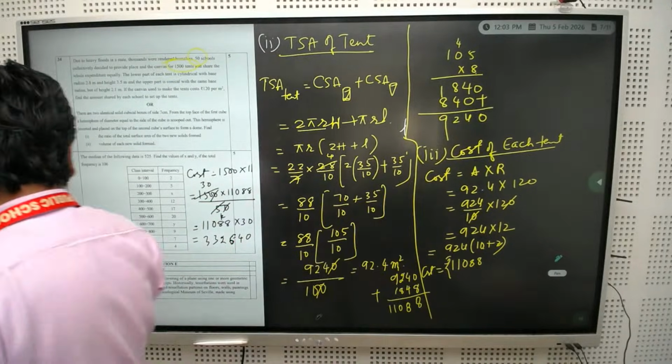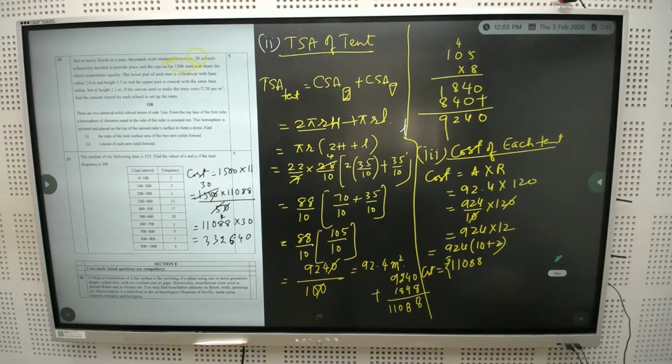So 3,32,640 is the contribution of each school for the 1500 tents. Let me do the amounts. 3 lakh.